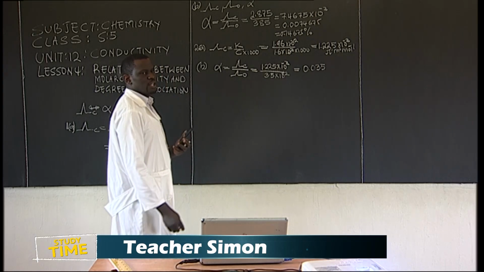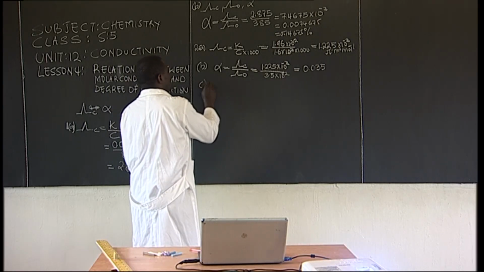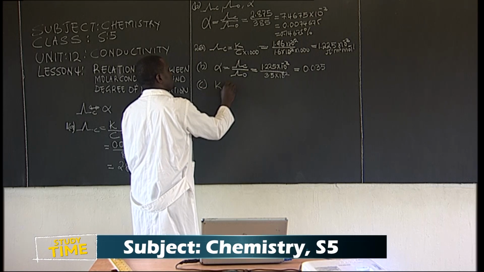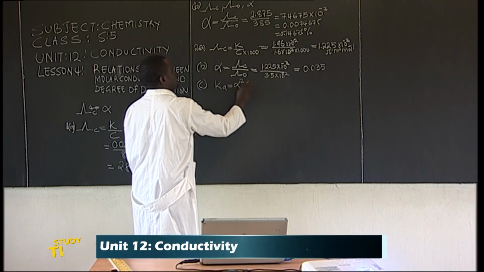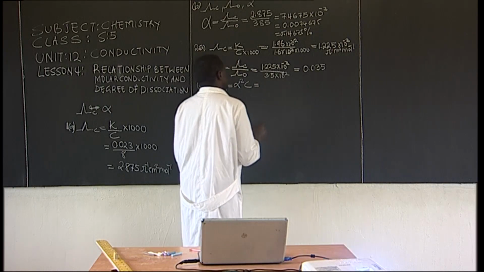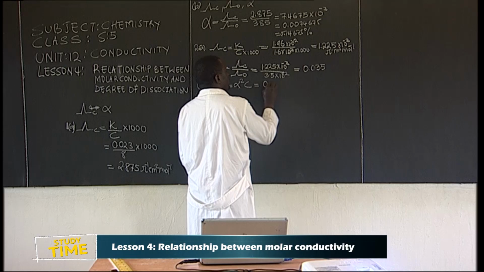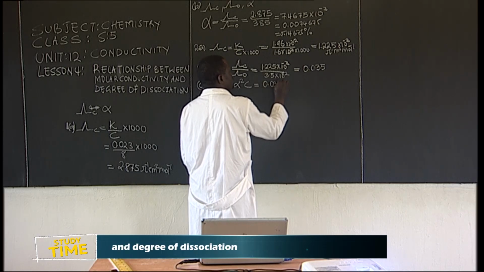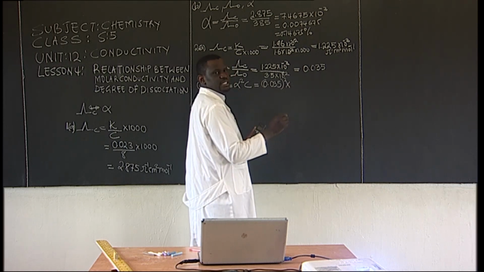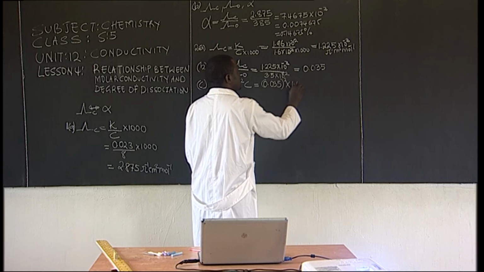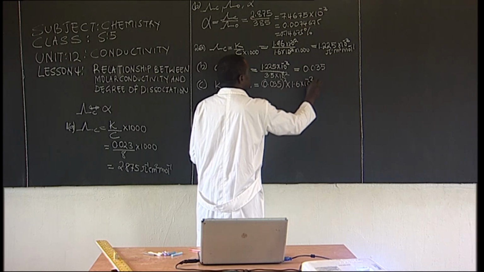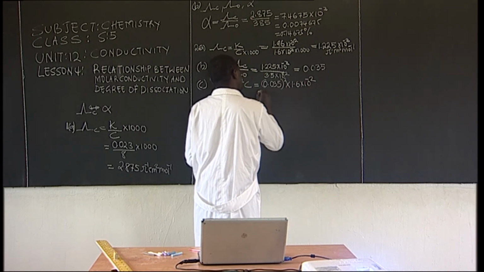Then we continue and we talk about the Ka. This Ka value will be given by alpha squared C, the degree of dissociation squared times the concentration. So we shall have 0.035 squared times C. What is C? C is 1.6 times 10 to the power negative 2.